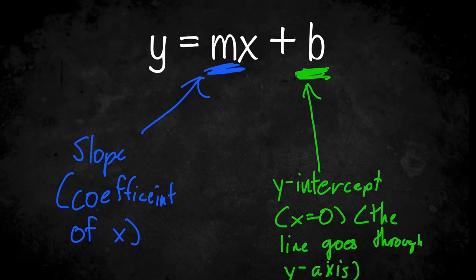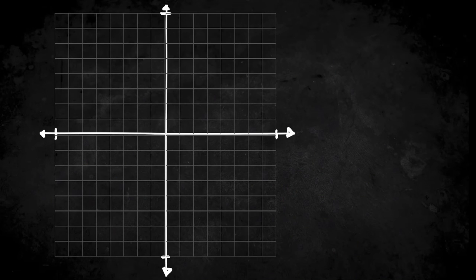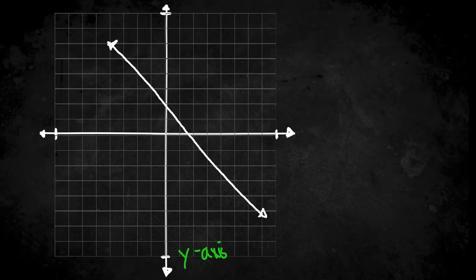So let's go just a tiny bit more into the y-intercept. The intercepts are where you go through the axis. So let's just draw a quick line. Here we have a line. You have the y-axis, and then you have the x-axis. And where the line goes through the y-axis, that is the y-intercept.